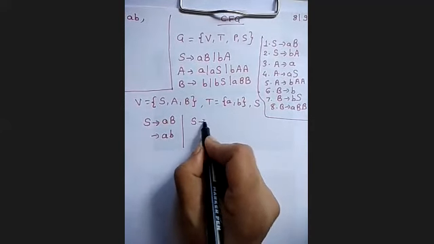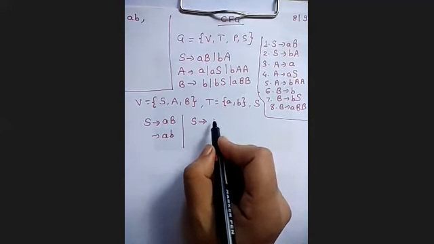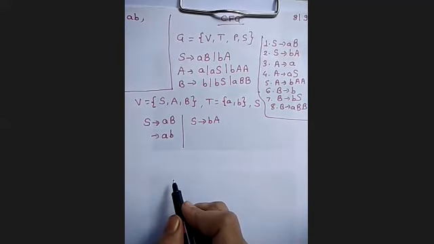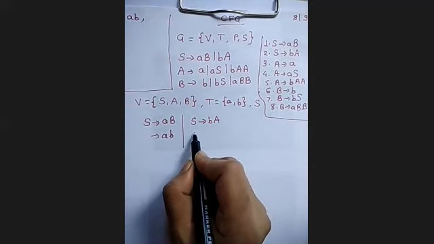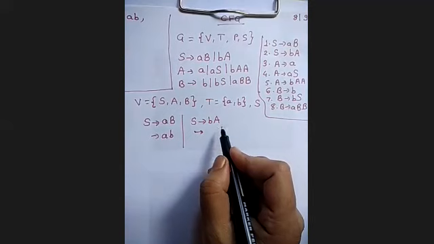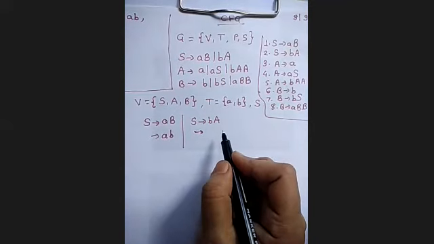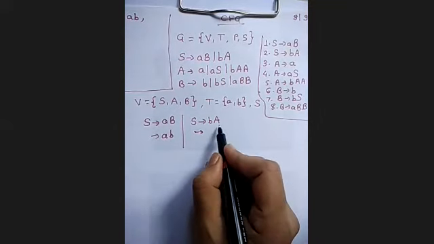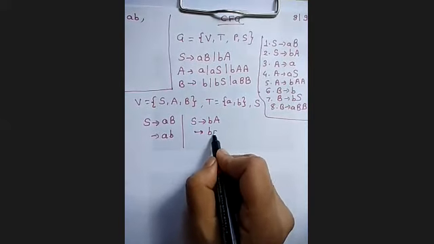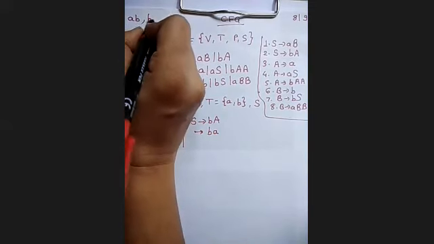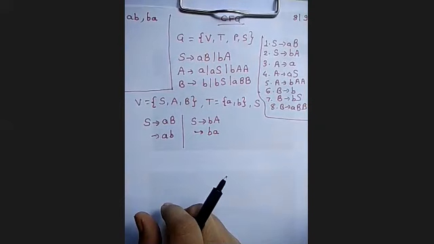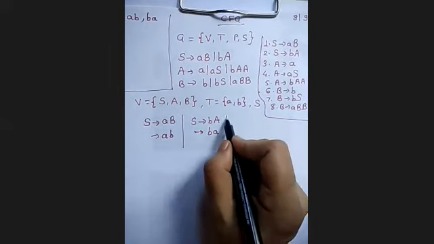Now starting with S, let us apply rule number 2. You can use leftmost or rightmost derivation, any one. Let us assume we are using the leftmost. So for the A, we'll apply rule number 3. That is correct. So we got the string bA. So the second minimum length string, of length 2, is bA. So 2 strings we derived.